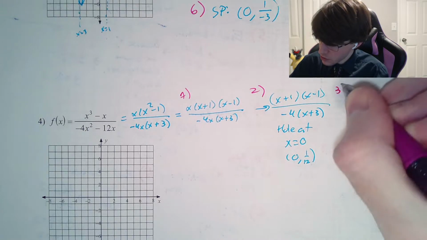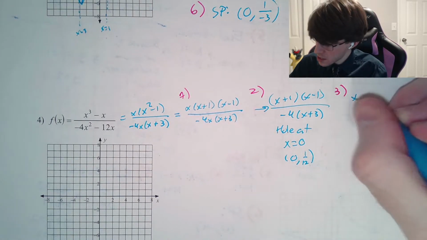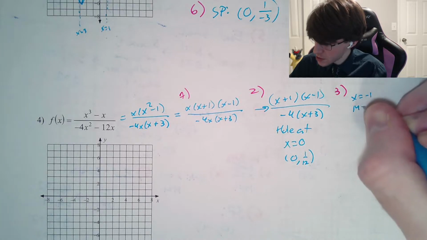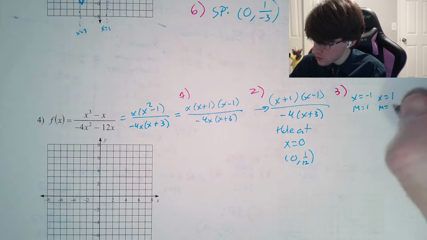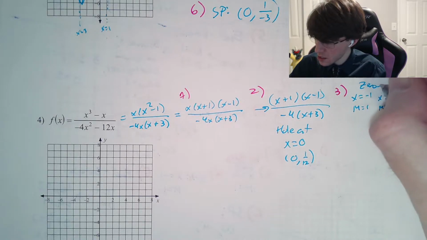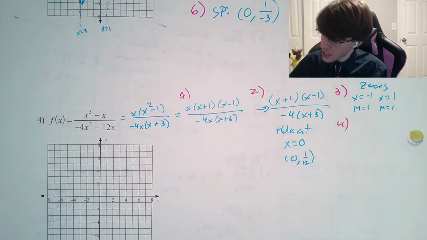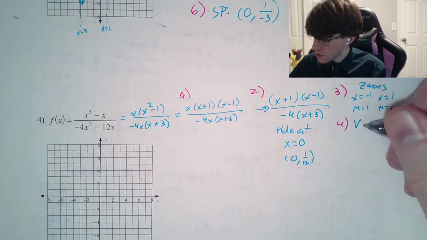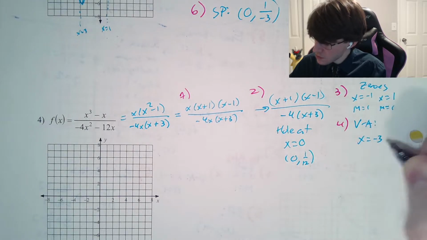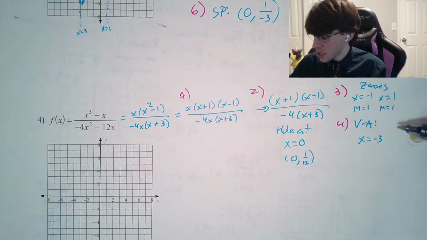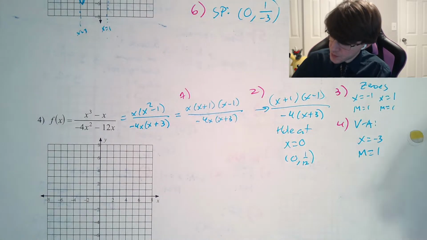For step number 3, you're setting that numerator equal to 0. So we have x is equal to -1 with a multiplicity of 1. We have x is equal to +1 with a multiplicity of 1. These are our zeros again. And step number 4, we have our vertical asymptote. So we have a vertical asymptote at x is equal to -3, with a multiplicity of 1.